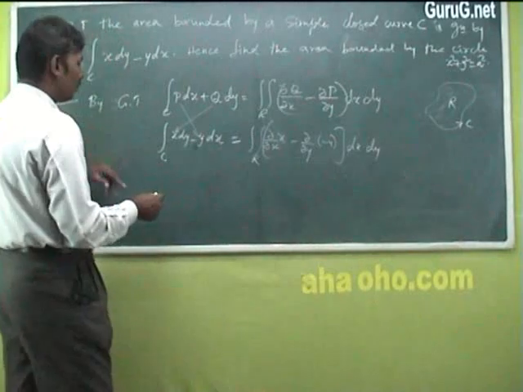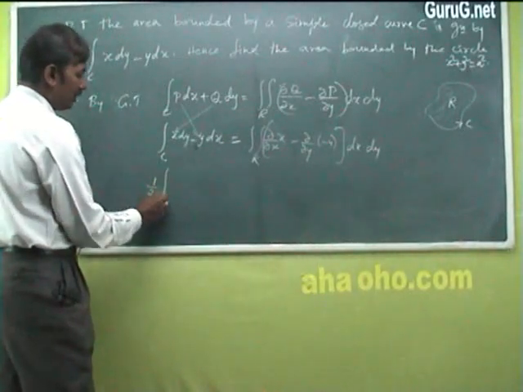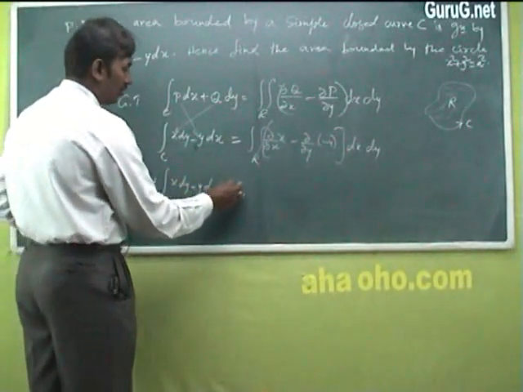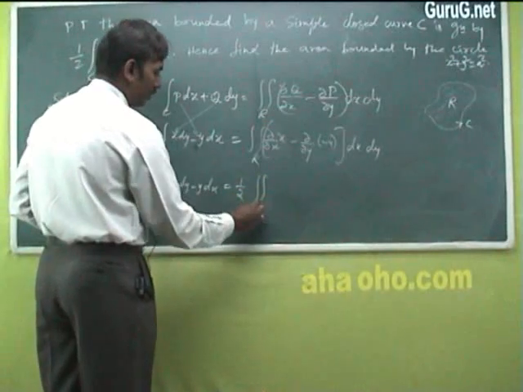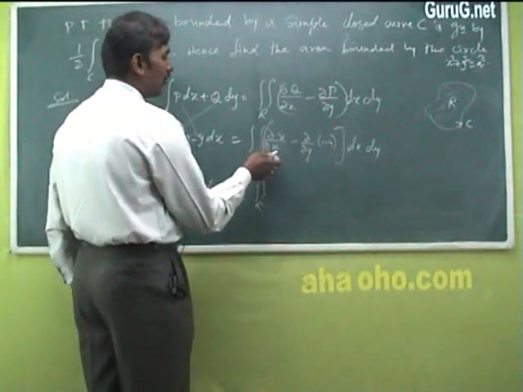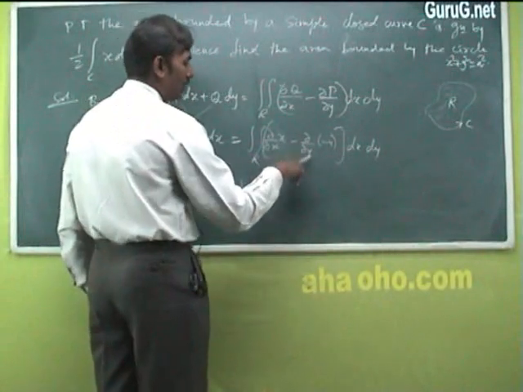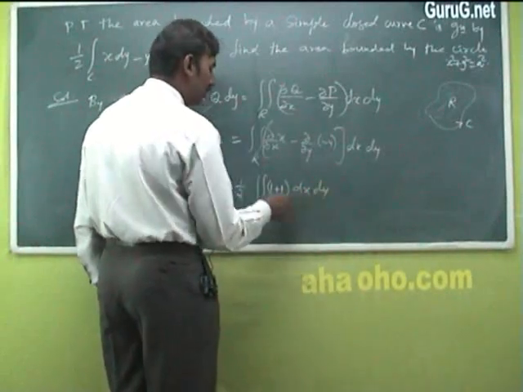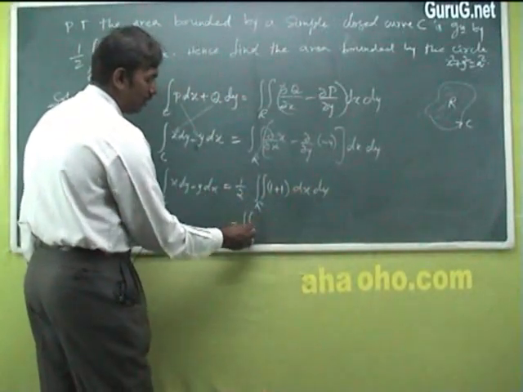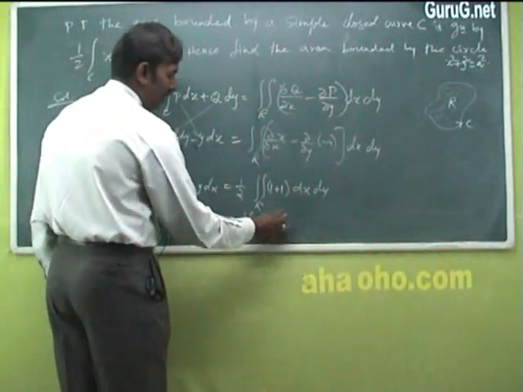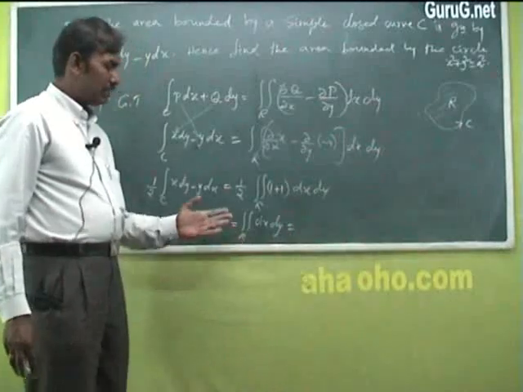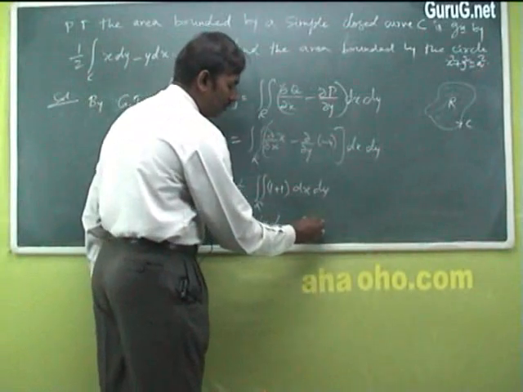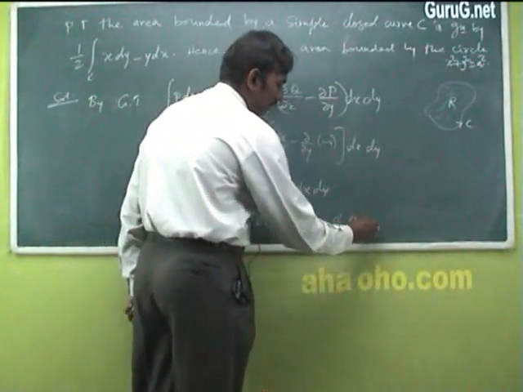We multiply 1 by 2 on both sides. So 1 by 2 into integral over C x dy minus y dx equal 1 by 2 into double integral over R of dou by dou x of x is 1, dou by dou y of this, so minus into minus, plus 1, into dx dy. So these two get cancelled. So double integral over R dx dy. Multiple integral. Double integral over R dx dy is nothing but what? This is nothing but the area of region R.